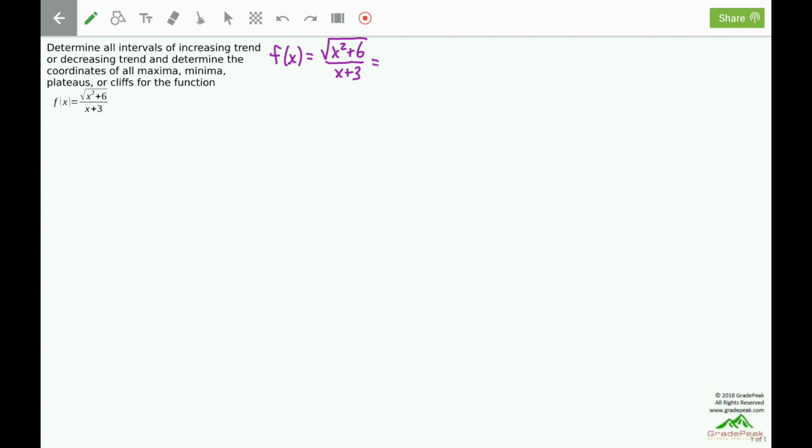We can rewrite the square root as a fractional exponent. It will be x squared plus 6 to the 1/2 power, divided by x plus 3. The denominator of a fractional exponent is the root. It's an even number here, and the domain of an even root isn't necessarily all real numbers. The domain requires that what is inside of an even root has to stay greater than or equal to 0. So x squared plus 6 needs to stay greater than or equal to 0 here.